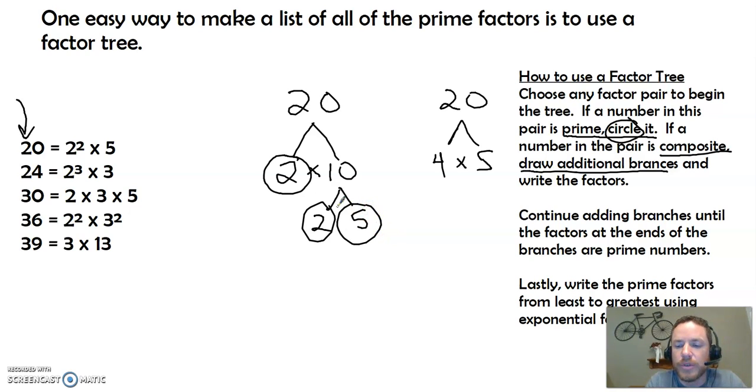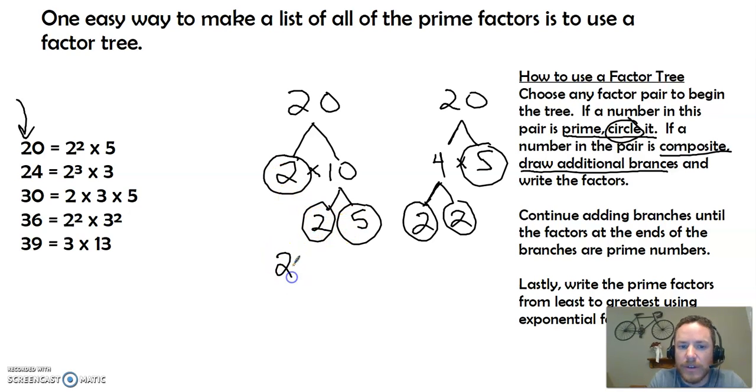I want to prove to you that if a peer, or another student, did 4 times 5 first, they'll still get the same numbers. 4 is composite, so it needs branches. 5 is prime, so we circle it. 4 is made up of 2 times 2, and both of those 2's are prime. I want you to notice the tree on the left. I have a 2, a 2, and a 5. 2 times 2 times 5. And I want you to notice the tree on the right. I have a 2, a 2, and a 5. 2 times 2 times 5.